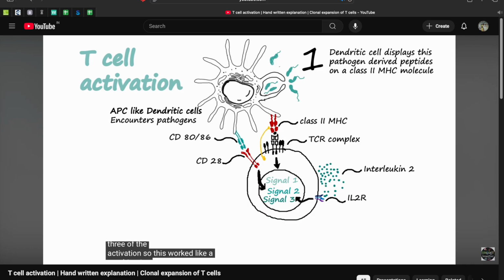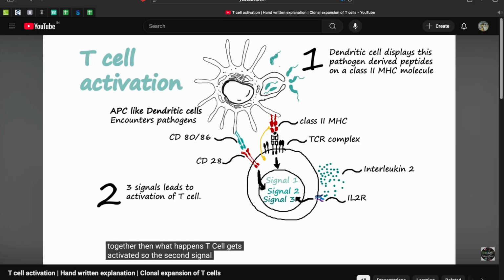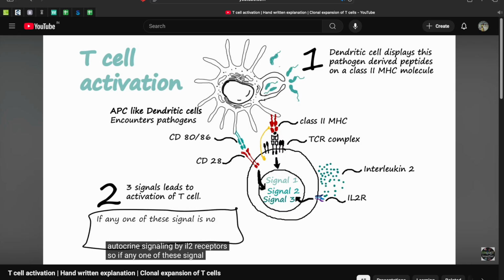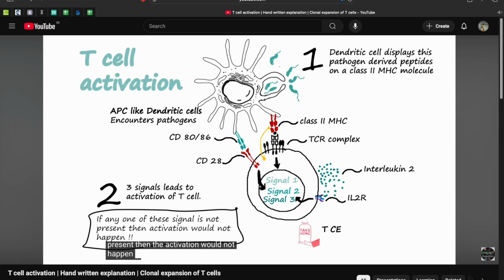So this works like a combination lock. You need 3 digits to be aligned properly for that lock to open. Here all these 3 signals have to be there for the activation of the T cells. If all of these signals are together, then what happens? The T cell gets activated. The second signal was the CD80 and CD86 and CD28 interaction, and the third one is the autocrine signaling by IL-2 receptors. If any one of these signals is not present, then the activation would not happen optimally.